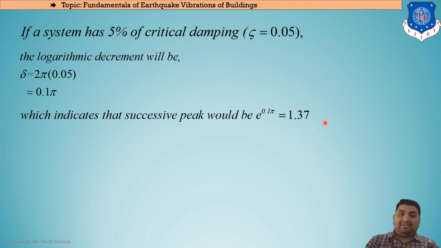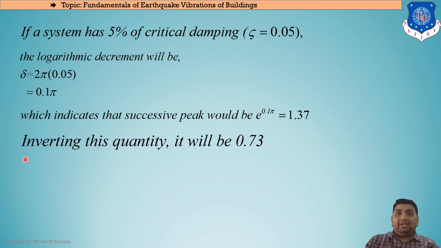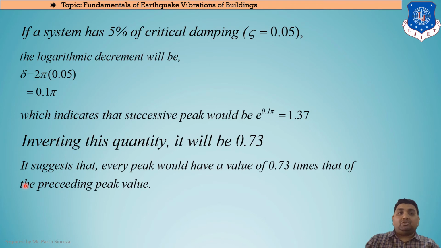Now how does this logarithmic decrement help in judging the frequency attributes? So if we invert this quantity, that means if we take 1 upon this term, then it will be 0.73. Clear? So it suggests that every peak would have a value of 0.73 times that of the preceding peak value. This is just for reference purposes.